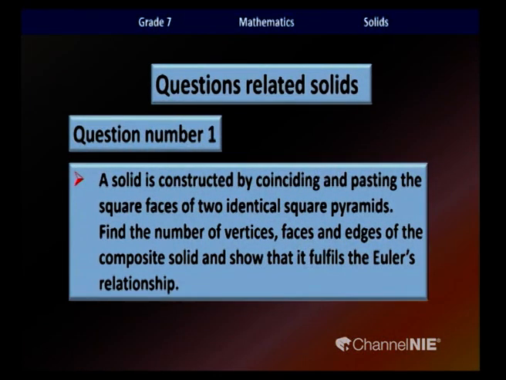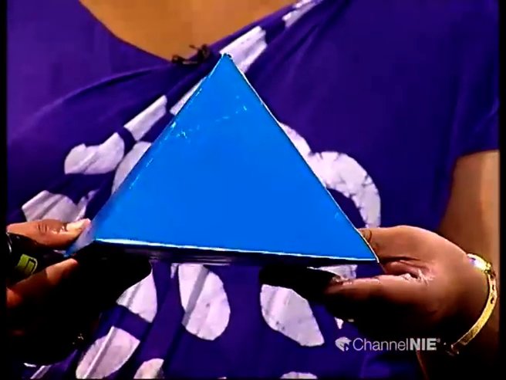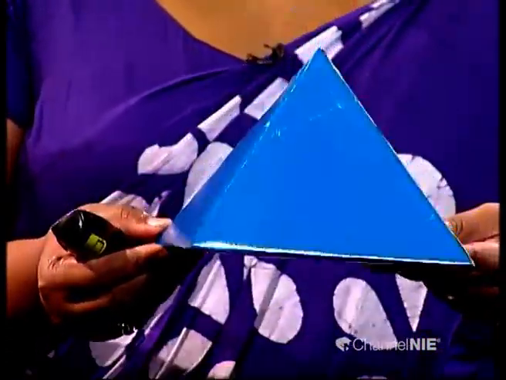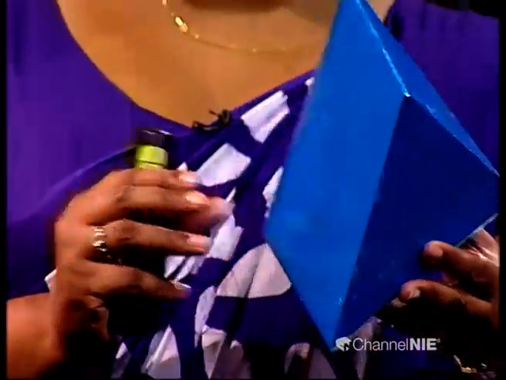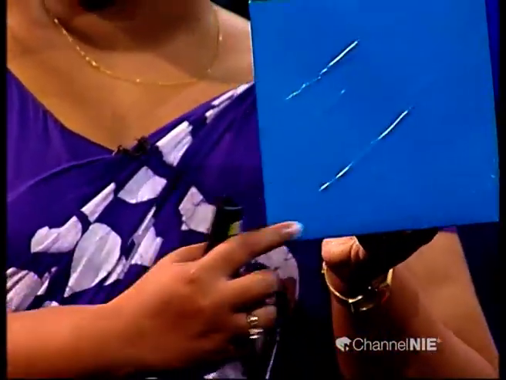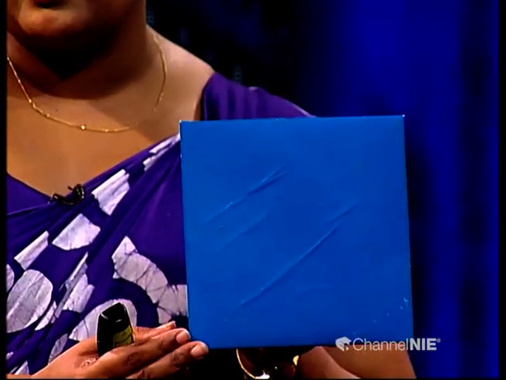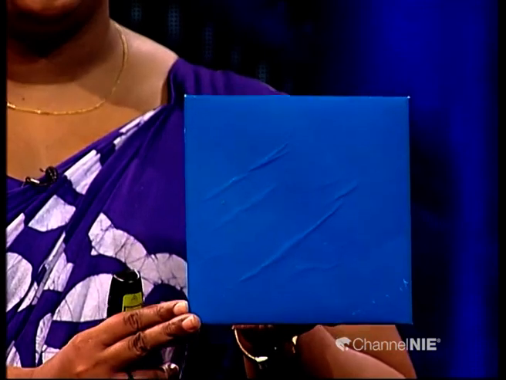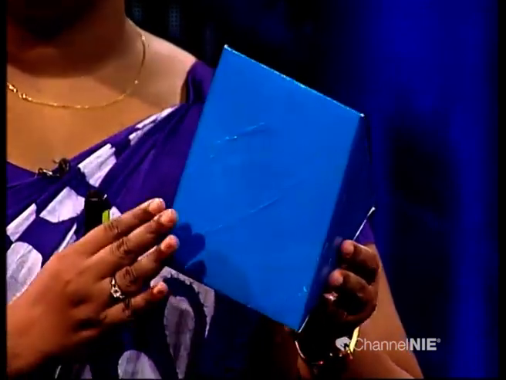Once again, they are describing a solid, a composite solid. That means a solid constructed by combining two solids. Here they say a solid is constructed by coinciding and pasting the square faces of two identical square pyramids. This is the square pyramid. They have taken two such square pyramids and pasted those two together, coinciding this square face. Right? Coinciding means pasting one on the other.